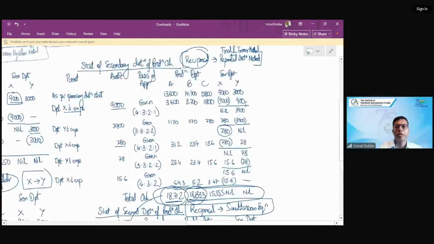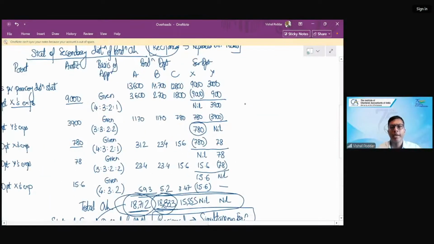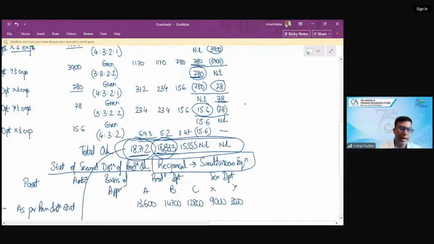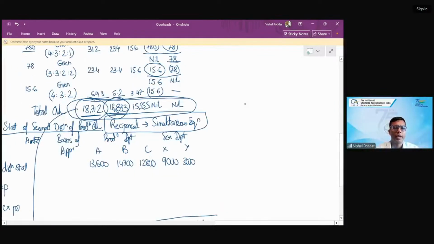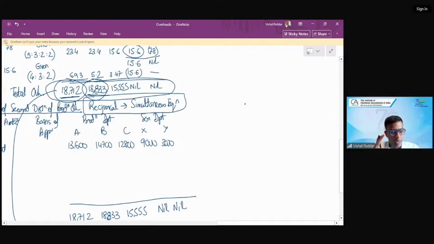So what we have seen in reciprocal is that X and Y are continuously allocating whatever is their expense to another. Like here, X allocated 900 to Y. Now, out of 3,900, Y allocated 780 to X. Then out of 780, it allocated 78. Out of 78, it allocated 15.6 and so on. Now, this is getting continued. It means what each service department is getting from the other.